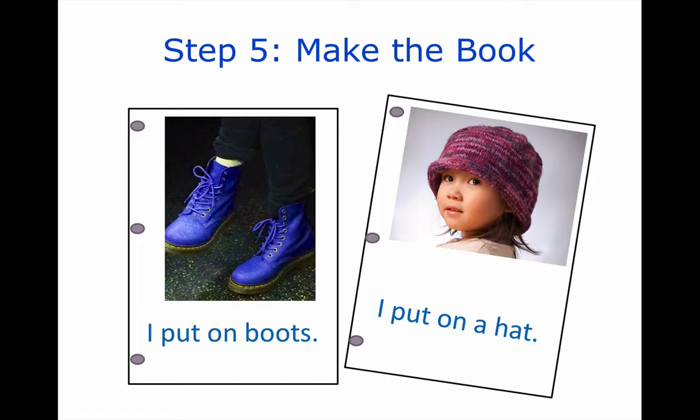The final step of predictable chart writing is making a class book. First, adults ask students to select an image that illustrates their sentence. This can be done using magazines, photographs, or images from the internet. But adults should gather a small set of images ahead of time and give students choices rather than spending the entire session searching for images.